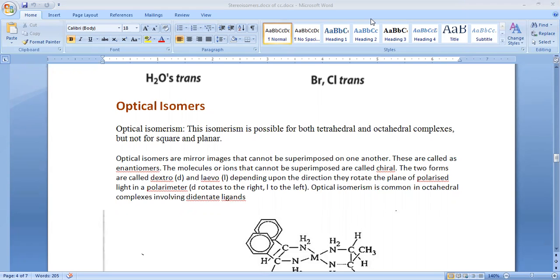So today we are going to discuss optical isomers. In the previous class we discussed geometrical isomers. These optical isomers and geometrical isomers come under stereoisomers.